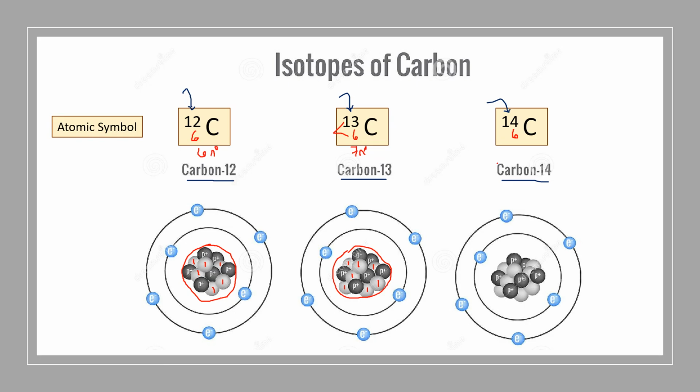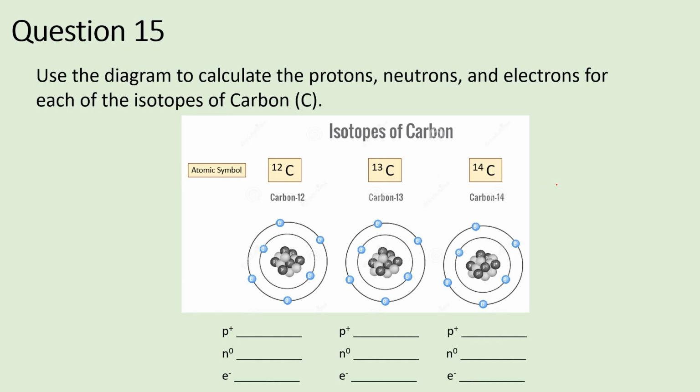And in the last one, we can go ahead and just do the math. 14 minus 6, that's going to be 8 neutrons. So the difference between each of these carbon atoms is the number of neutrons that they have. Everything else is the same. These are called isotopes. So I'm going to let you do 15 on your own.